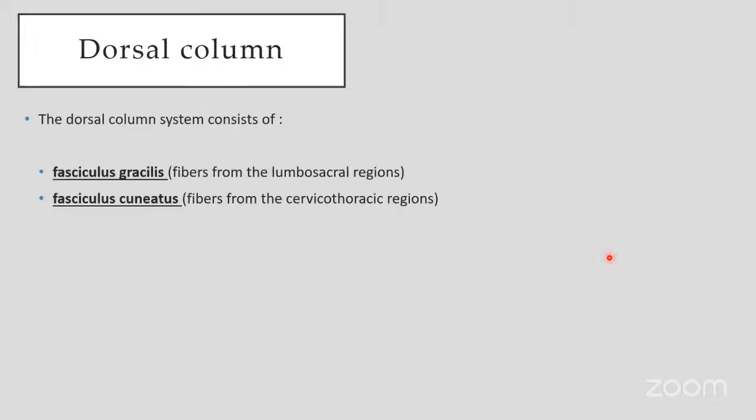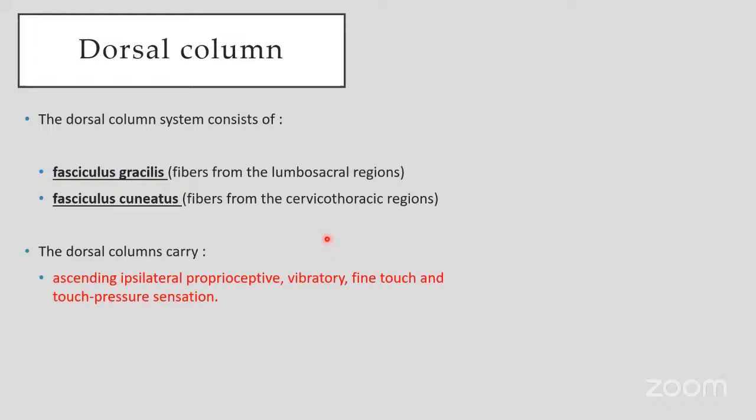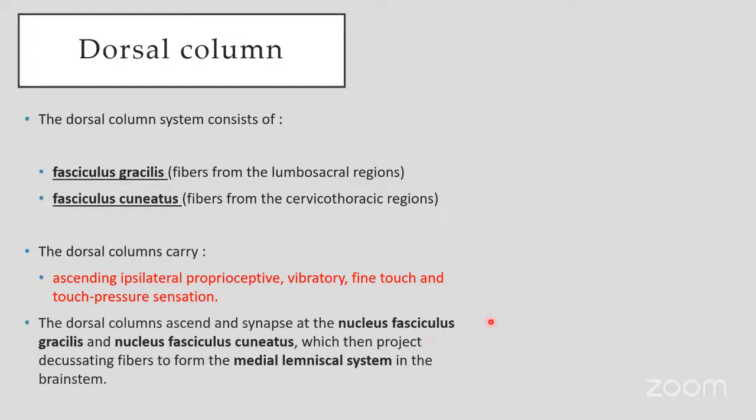The dorsal column system consists of fasciculus gracilis and fasciculus cuneatus. The fasciculus gracilis carries fibers from the lumbosacral region, while the fasciculus cuneatus carries fibers from the cervicothoracic regions. They carry ipsilateral proprioceptive, vibratory, and fine touch sensation, synapse at the level of nucleus fasciculus gracilis, and then project to the decussating fibers to form the medial lemniscal system of the brainstem.